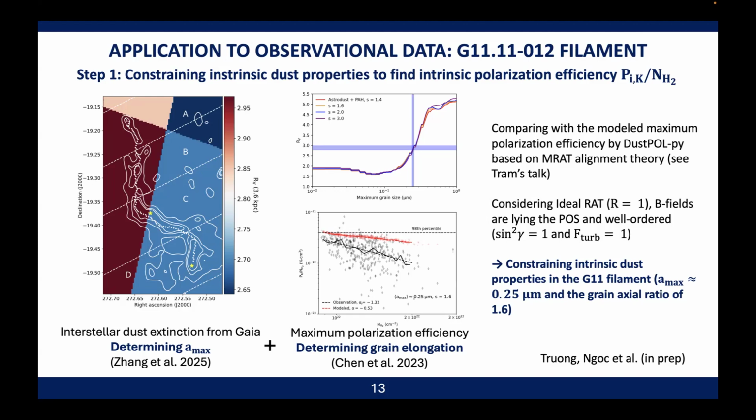in the maximum, it attributes to the intrinsic dust polarization properties, and combining that with the maximum grain size that we constrained previously, we can use that to constrain the shape of the grain, or the grain ratio. And finally, based on the observations, we constrain that the maximum grain size is about 0.25 micrometer, the same as in the interstellar medium, and also the grain ratio is about 1.6 in order to explain the observation from both data.